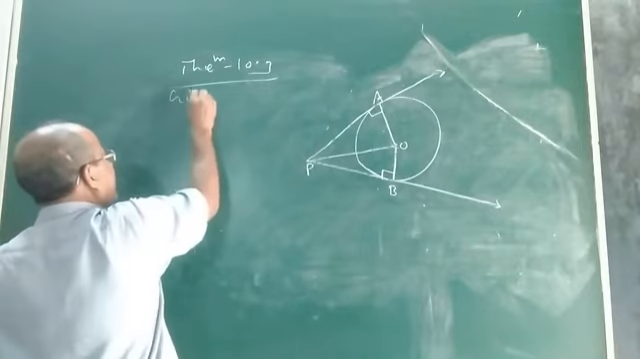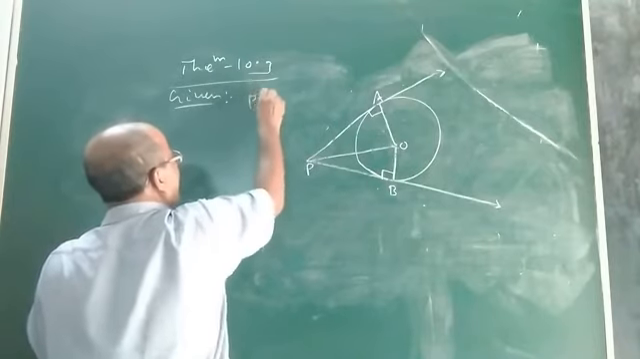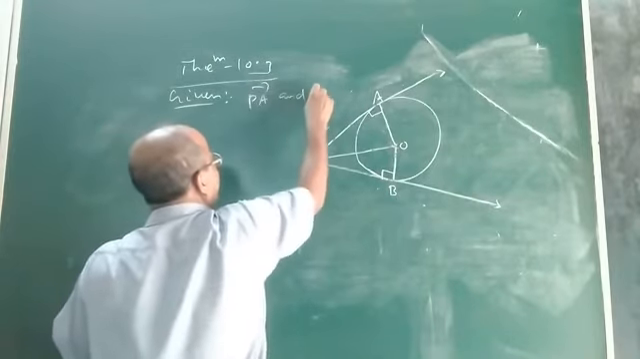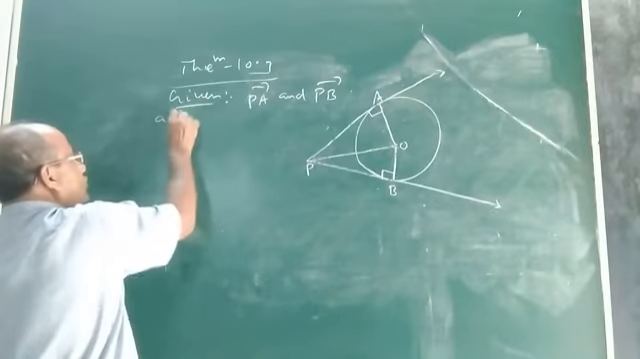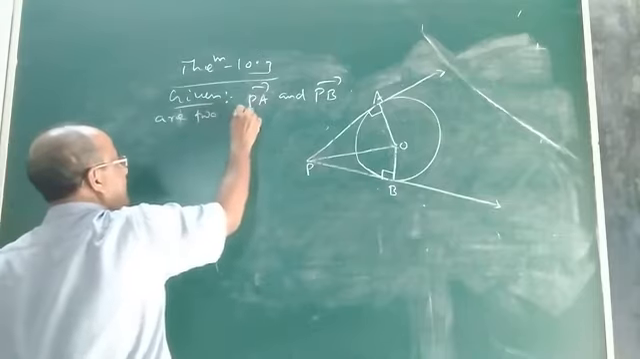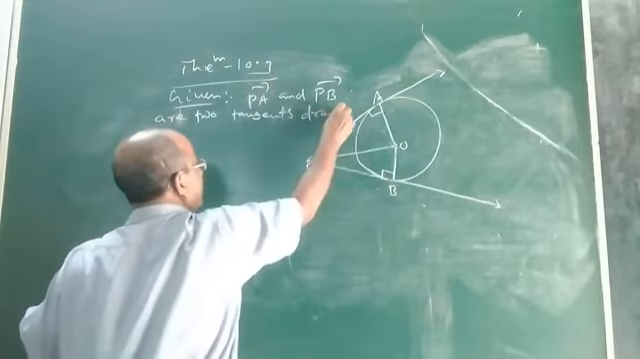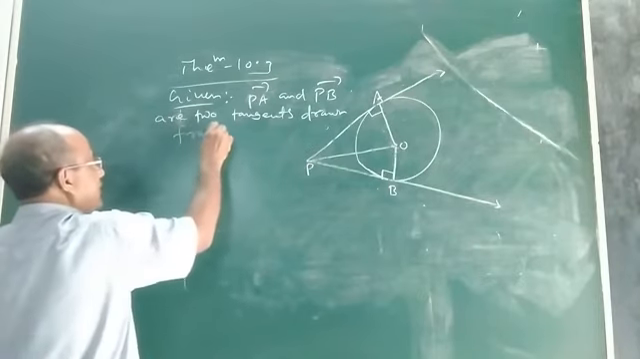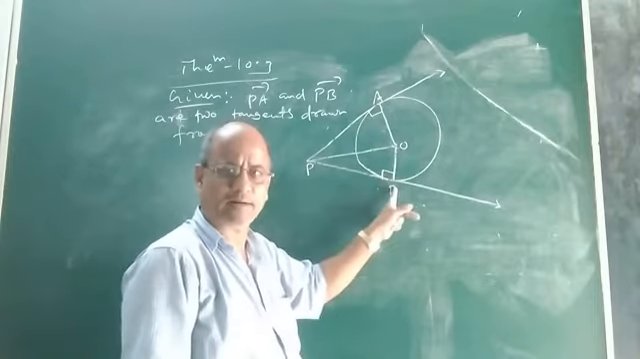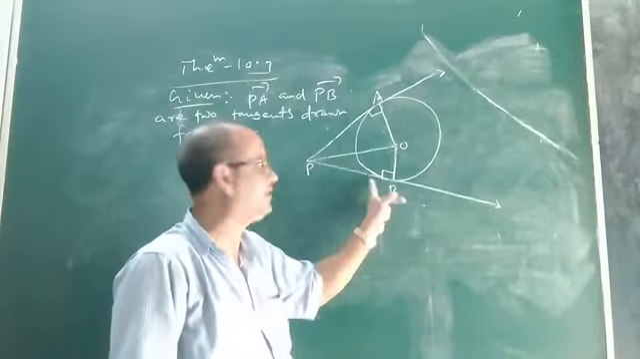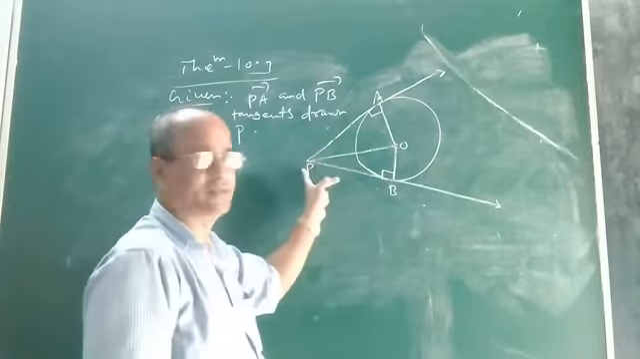So what are you given here? You are given PA and PB. Look at these. These are 2 tangents drawn from P, from the external point P to the circle. A and B are the points of contact. So at these 2 points of contact A and B, this tangent and this tangent have been drawn. 2 tangents have been drawn from this external point.